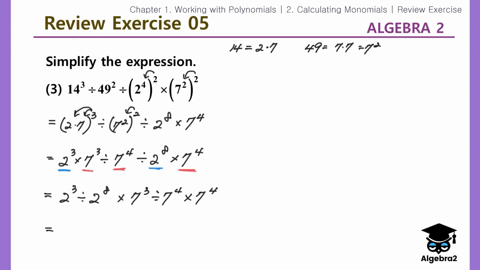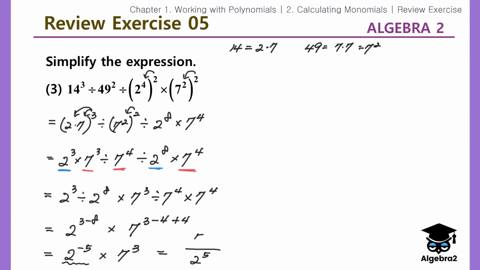So that's going to be, if it's a division, remember, we subtract exponents, 3 minus 8. 7 to the 3 divided by 7 to the 4, so minus 4 times 7 to the 4, that's plus 4, right? So that is equal to 2 to the negative 5 times 7 to the 3, right? So if we have a negative exponent, rewrite that, 2 to the 5 goes to denominator. So 2 to the 5 and 7 to the power of 3 goes numerator.